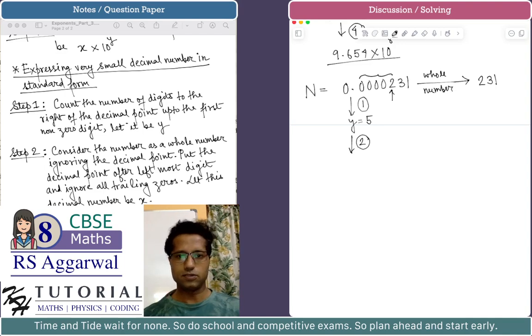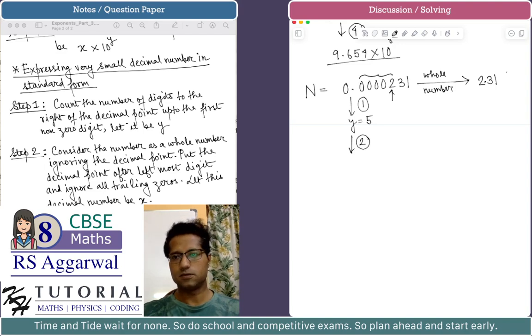Consider the number as a whole number, ignoring the decimal point. Then it is saying put the decimal point after the leftmost digit. So I will put a decimal point after the leftmost digit, that is after 2. I will put 2.3 and I got 2.31, and ignore all trailing zeros. In this example, there are no zeros after 1, so there are no trailing zeros. So the number becomes 2.31.